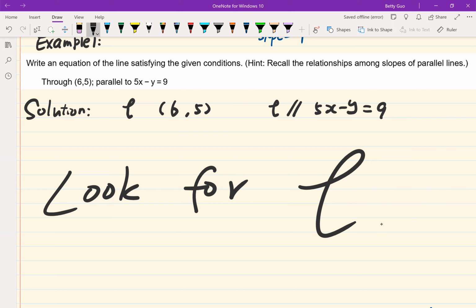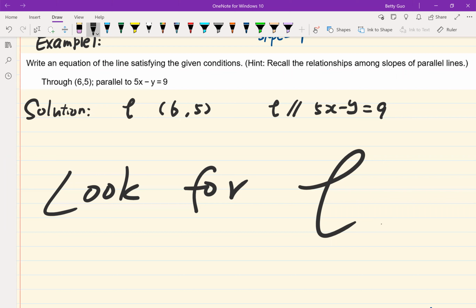What do you think? Yes or no? Do you see what I'm talking about here? Okay. So if we have a given point and slope of a straight line, then we can use the point slope form to represent the equation of the line, right? Do we have a point already? Yes, we have a point already. About the slope of the line, even though we don't know the value, the second condition is related to the slope, because L is parallel to 5x minus y equals 9.